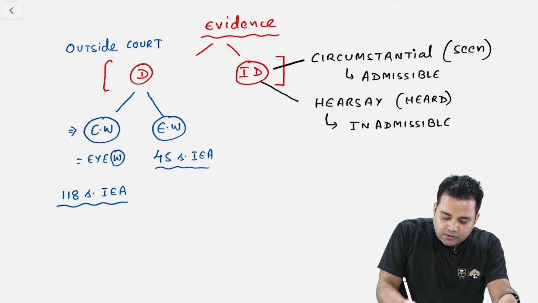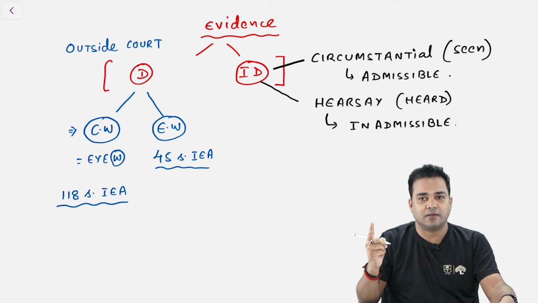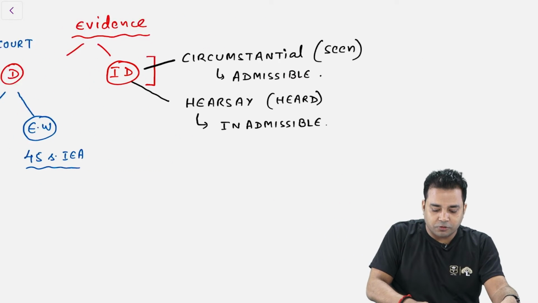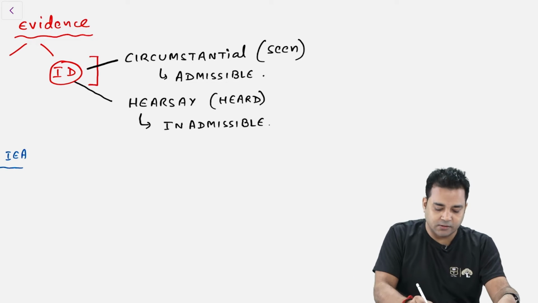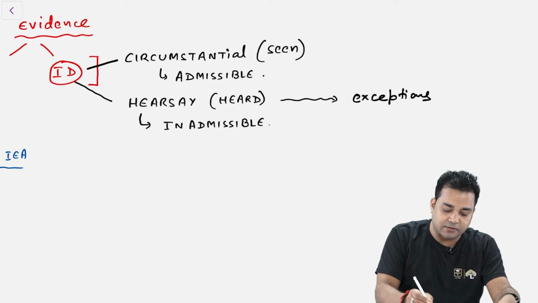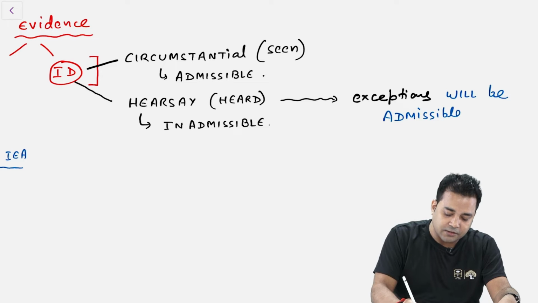Because courts stand as, we don't believe on heard things, but we will believe on heard things in certain situations. So those situations will become exceptions of hearsay evidence, and these exceptions will be admissible. And these exceptions are anything which is heard at the time of death or near to the time of death.